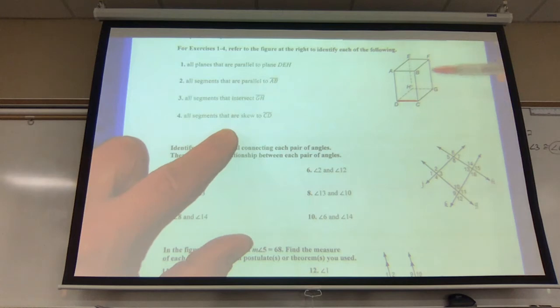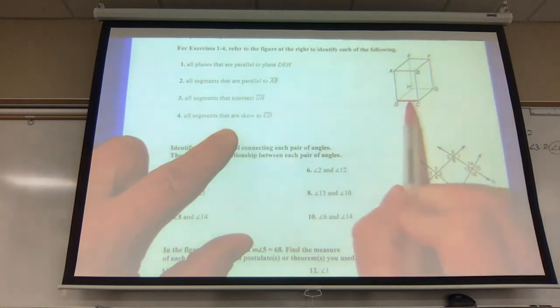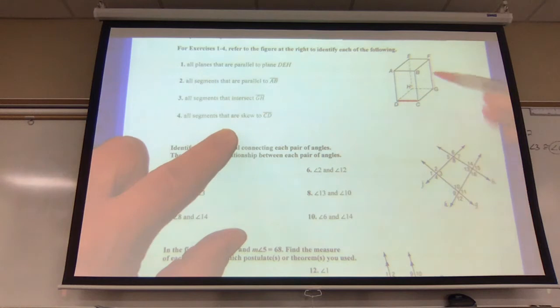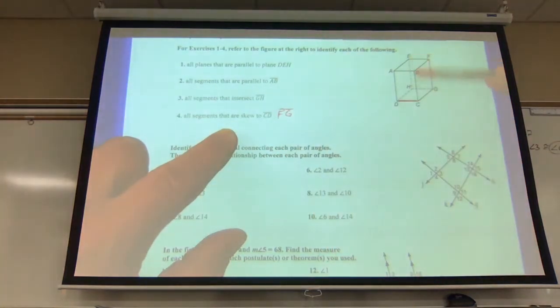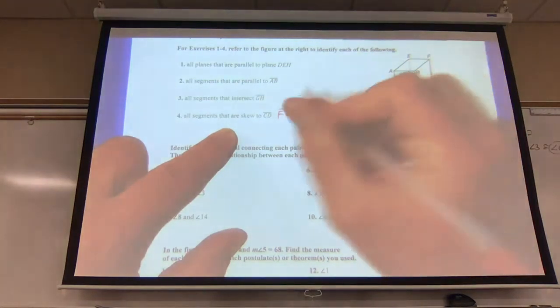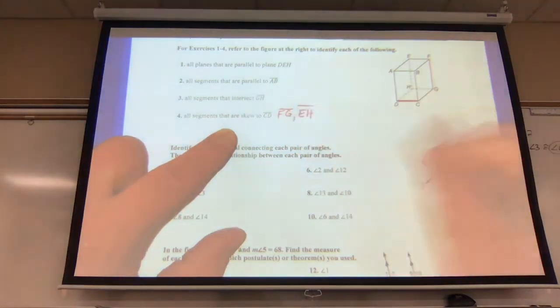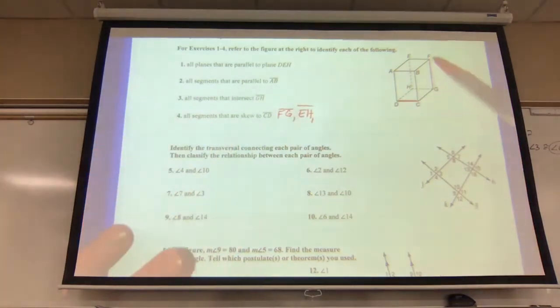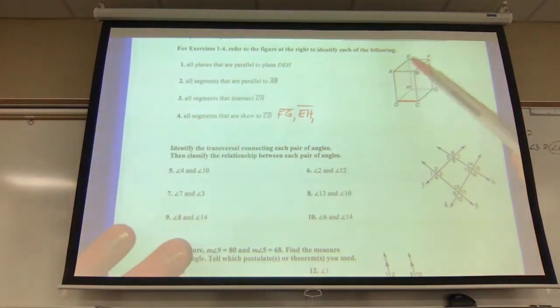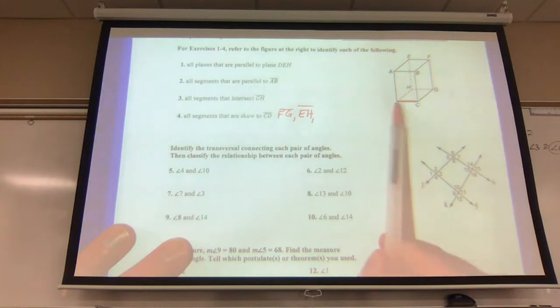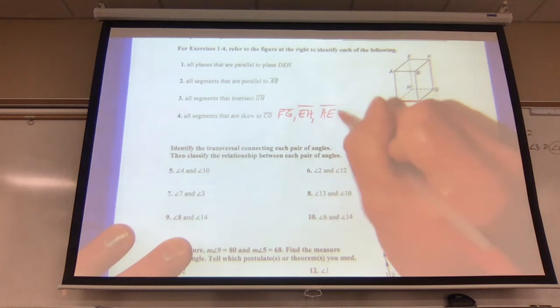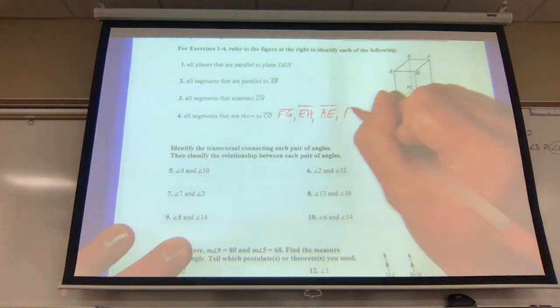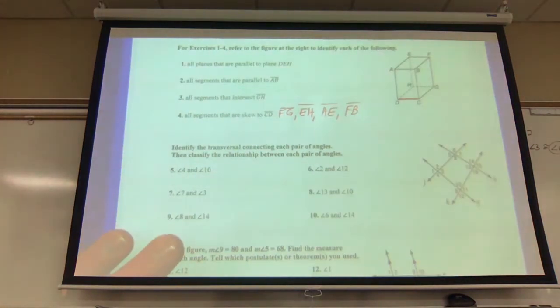So one of them would be FG, because it's going up and down, while DC goes left and right. Those two are on different planes, they don't intersect. And then same thing with EH, it's going up and down while DC goes left and right. Those two don't intersect, they're on different planes. There's 2 others. We can go with AE. AE is going front to back, while DC is going left and right. Those two are on different planes, they don't intersect. Same thing with FB. So there's your 4 lines that would skew to CD.